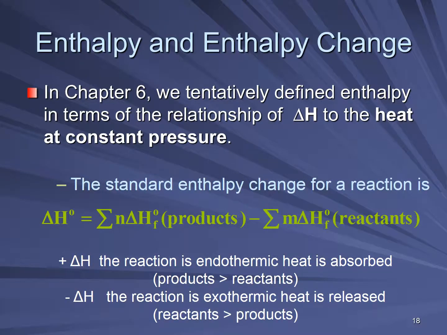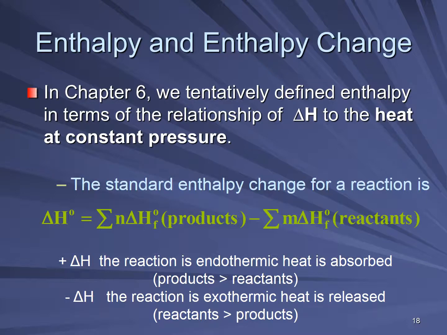Remember from chapter 6, the standard enthalpy change for a reaction is delta H of all the products times their coefficient. You sum them all up. Always do the products first. And then take all the delta H's for the reactants, multiply them by their coefficient, and sum them up. And then you take the sum of the products minus the sum of the reactants. It's always final minus initial.